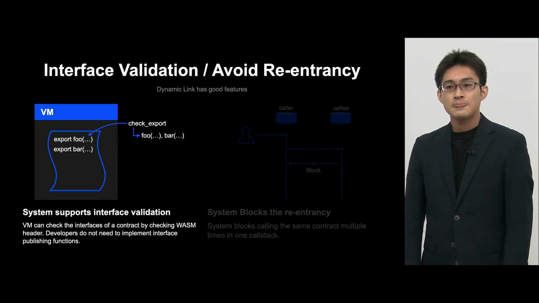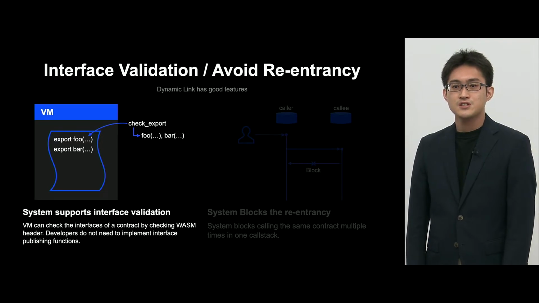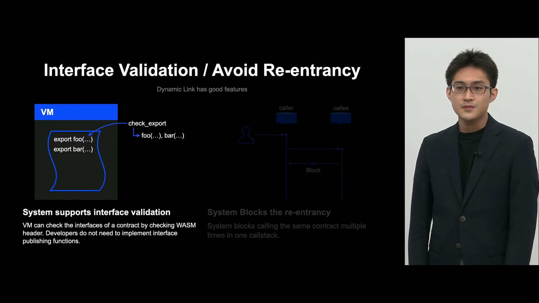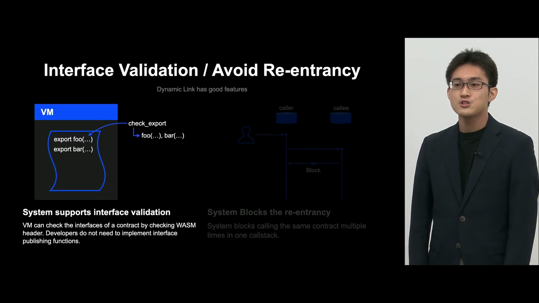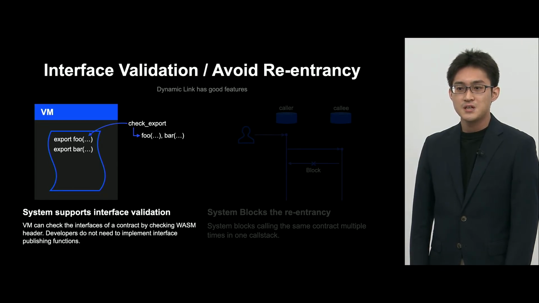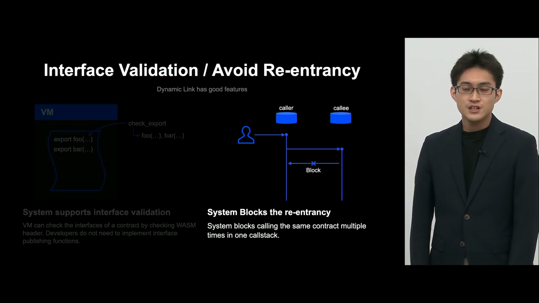So what kind of characteristics is realized by the dynamic link? The major feature is that interface validation is realized as a chain function. Inside the WASM code, the chain actually checks the export, and it can be done by reading the header in the WASM. So it's simple, and you don't need to use the public function of the interface that was necessary for Ethereum. And we can also prevent implementation errors.